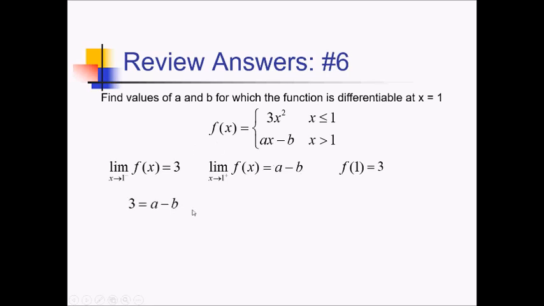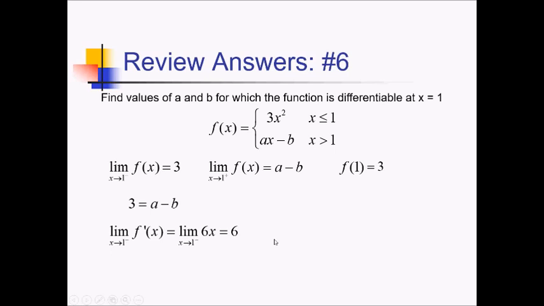Not enough to solve for a or b, but let's keep going, because now we're going to do the left and right side limits of f prime, and hopefully that'll give us another equation that we can use to get to the bottom of this first one. So, left side limit of f prime as x approaches 1 from the left. We've got basically the derivative of this first rule, which is going to be 6x, and we're taking 1 and plugging it into that. So that gives us a value of 6.